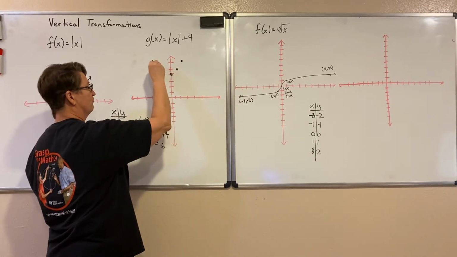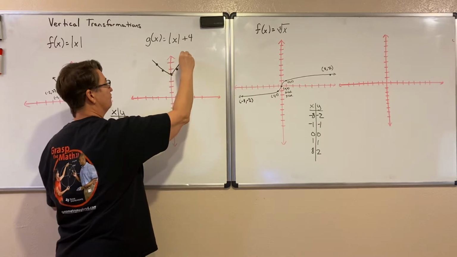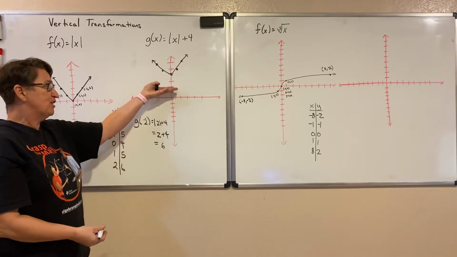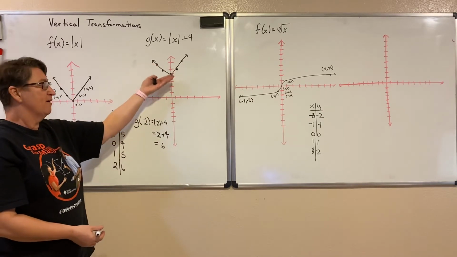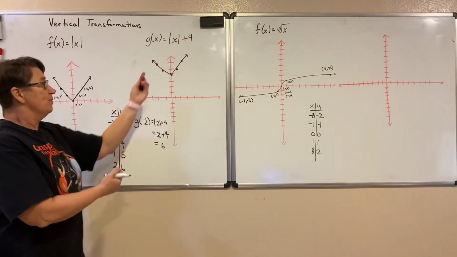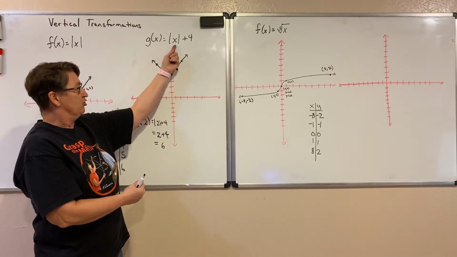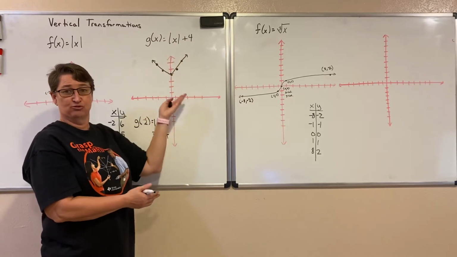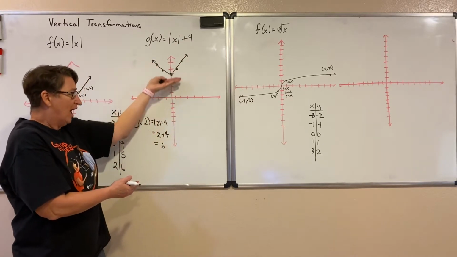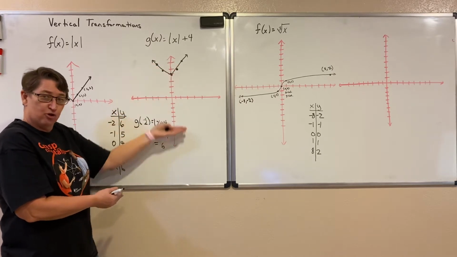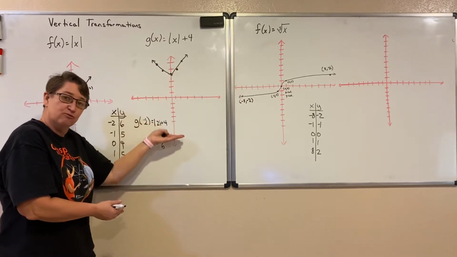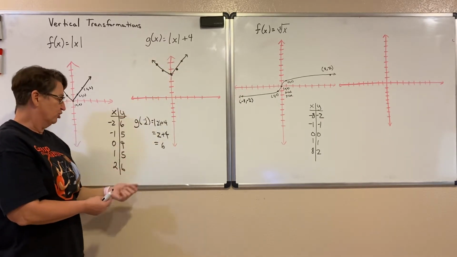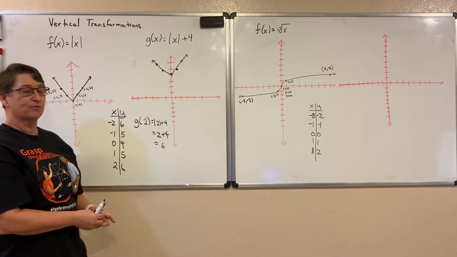So for this new function, where we just added 4 to our parent, notice what happened. It just shifted up 4 units, because we just added 4 to each one of those y values that we had before. And our y values are on the vertical axis, so it caused it to vertically shift up 4 units to get this new function.